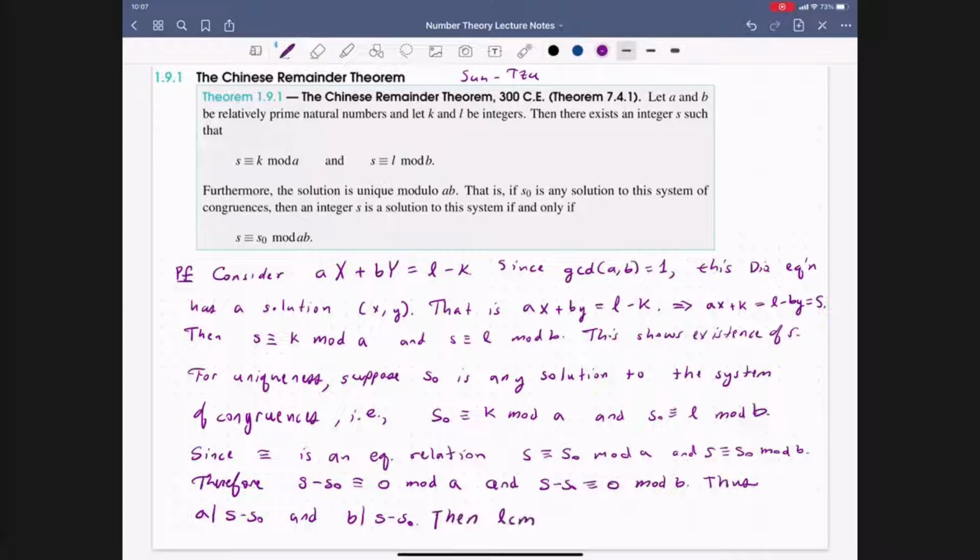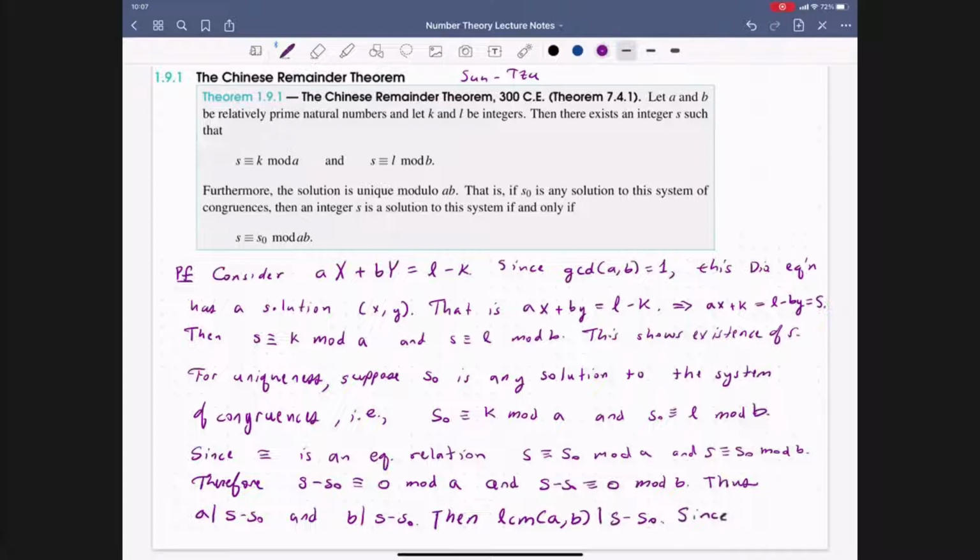So from here we get that the least common multiple of A and B divides S minus S naught. So we have this. And now we use a nice theorem that we have from our section on the fundamental theorem of arithmetic, which is if A and B are relatively prime, then we can conclude in this case that the least common multiple of A and B is A times B.